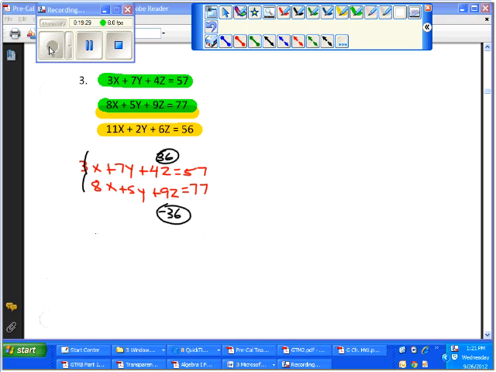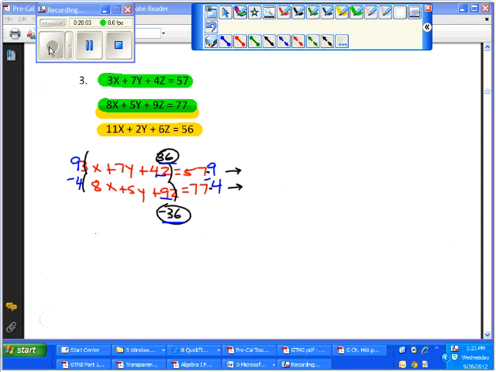So we're going to multiply through by whatever it takes to get the 36 and negative 36. So we're going to think: 4 times what will give me my 36? 9. So I'm going to multiply by 9. 9 times what will give me my negative 36? Negative 4. So I multiply by negative 4.